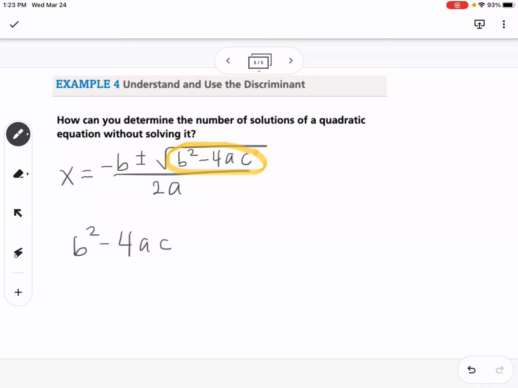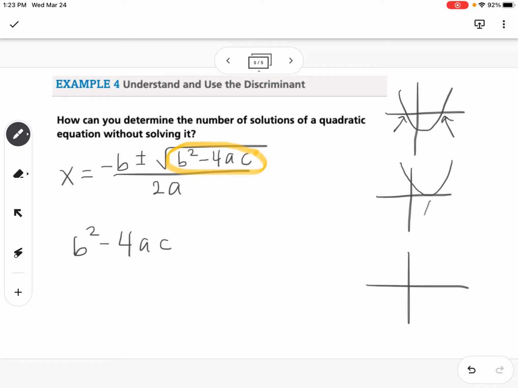The reason that it can tell us extra information is because we've talked about how if we take the square root of a negative number, we can't do that. It's going to give us a non-real number. So that tells us that we can revisit our three situations of parabolas. We can have a parabola that crosses the x-axis and has two solutions, one that sits on the x-axis and has one solution, or one that doesn't cross the x-axis and has no solutions. So our discriminant is going to tell us that.